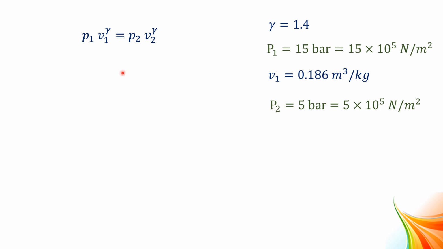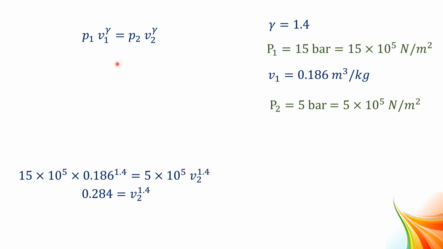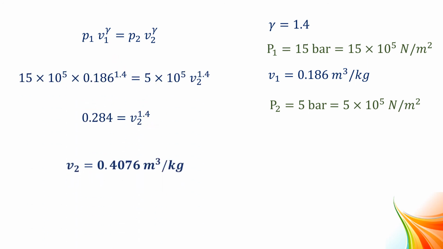So we all know P1 V1 power gamma equals P2 V2 power gamma. So from this equation we have to substitute all the values. You get V2 equal to 0.4076 meter cube per kilogram.